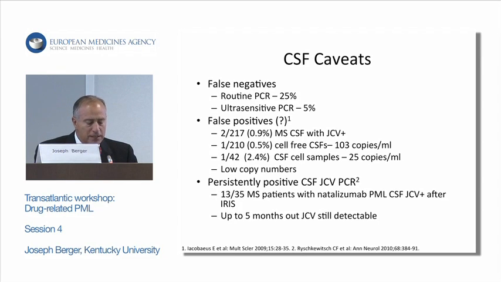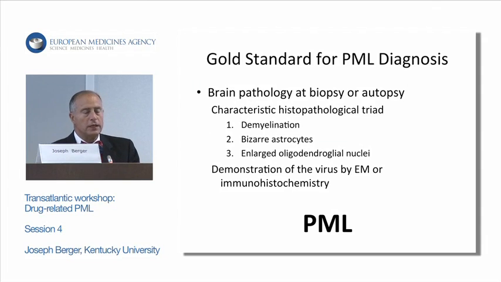The other thing I mentioned earlier this morning is that in individuals that have had IRIS, where you think that the virus should be gone, it turns out that isn't the case, and this also comes from the Major laboratory. 13 of 35 patients with natalizumab-associated PML after IRIS had JC virus detectable in their spinal fluid, and some of it was up to 5 months later. So then if that's the case, what are we going to use as our gold standard? And we don't resort to this terribly often.